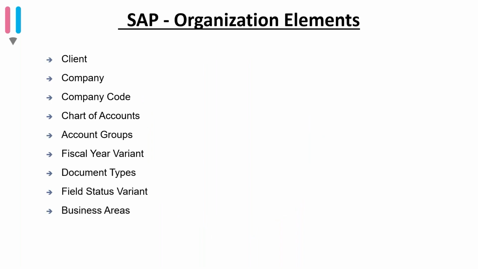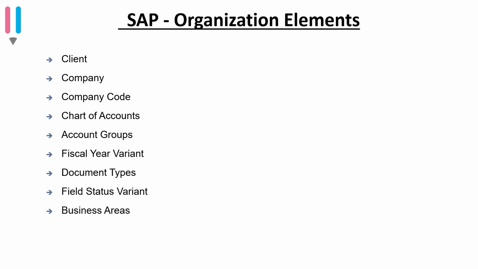So coming to the finance perspective, you have these organizational elements in the finance area. You will have client in SAP, which is the highest hierarchy. Under a client you will have company. Company is the optional entry in SAP. You will have company code. A company code always represents a legal entity in SAP ERP.